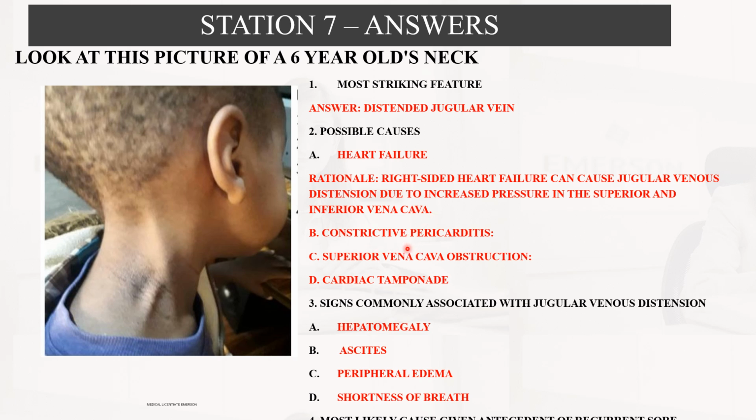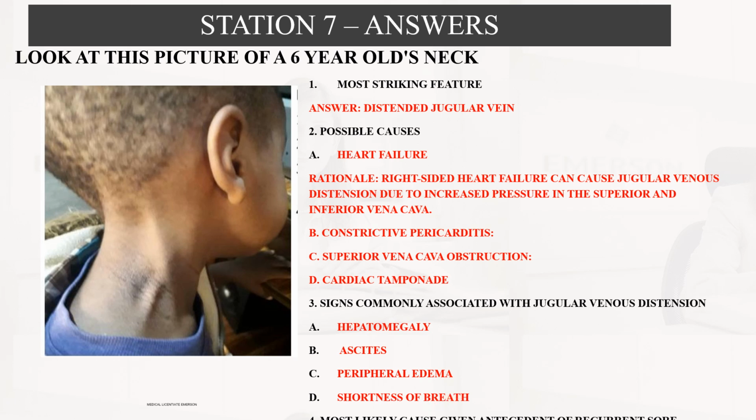Okay, then another possible cause is constrictive pericarditis. Then the other cause is a superior vena cava obstruction. Then the other cause is cardiac tamponade. Then we have question 3, which was asking about signs commonly associated with jugular vein distension. What are the signs we can see if someone is having a jugular venous distension? Number 1 is hepatomegaly. Number 2, ascites. Number 3, peripheral edema. Number 4, shortness of breath. These are the signs which you can see if you find someone with a distended jugular vein: hepatomegaly, ascites, peripheral edema, and shortness of breath.